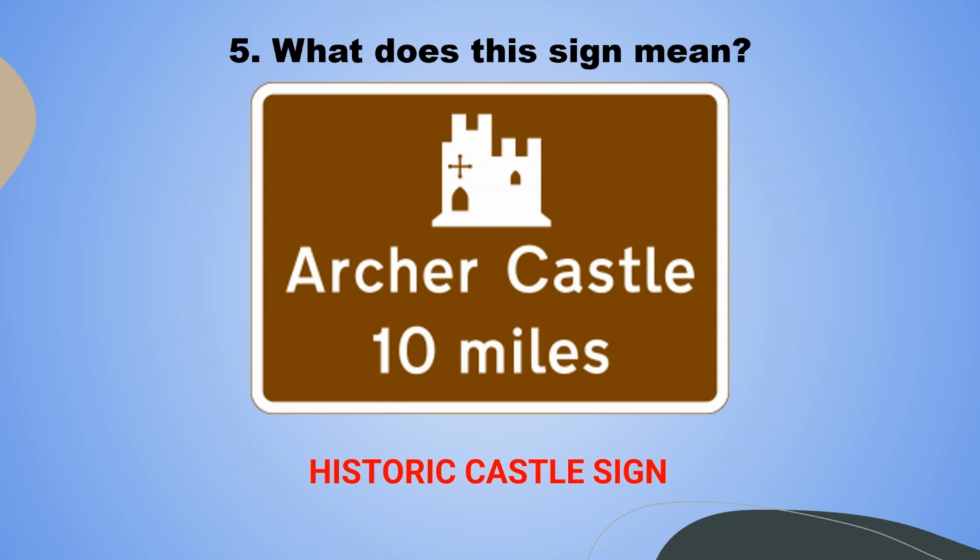So if you have a look at the sign, you can see there that you have a symbol of a castle, the name of the castle, which is Archer Castle, and then underneath you can see how many miles ahead this castle will be at. So in this particular sign, it's at 10 miles. So that means that when you reach 10 miles, you reach the attraction. Let's move on to the next sign.